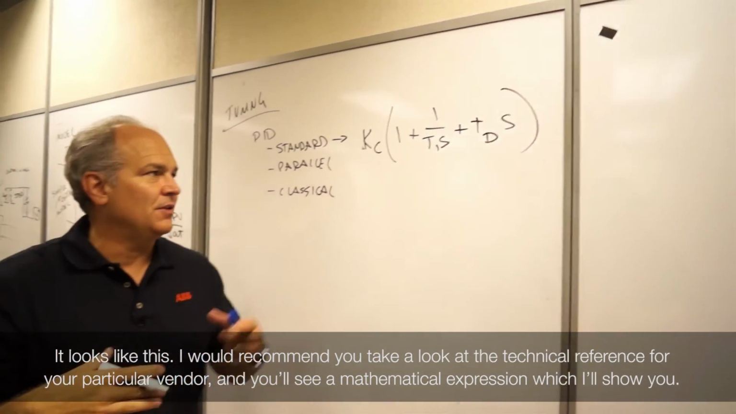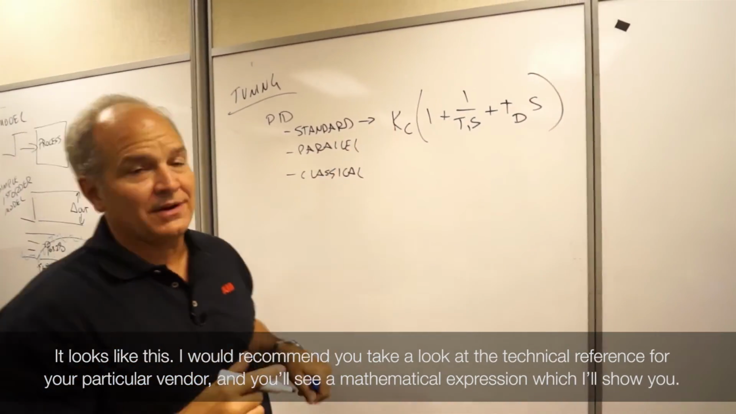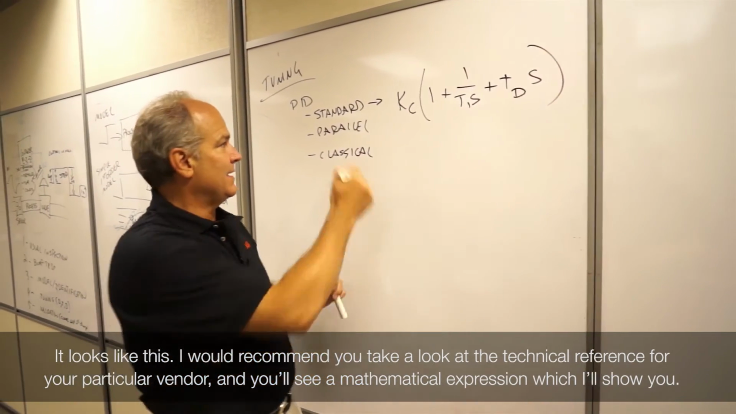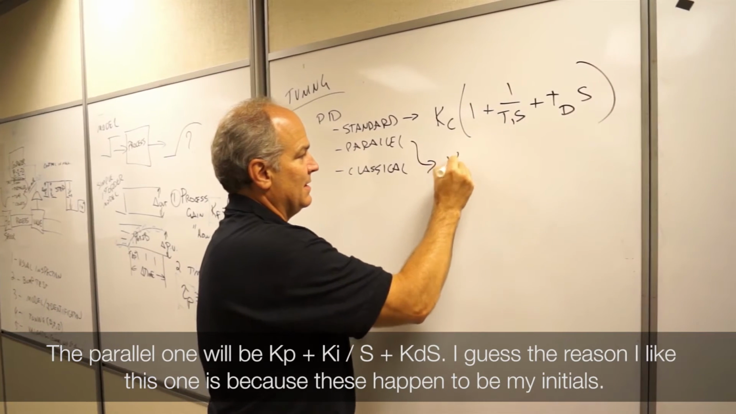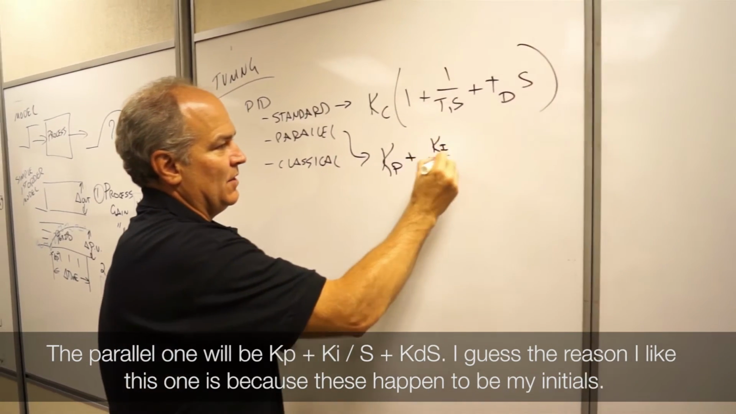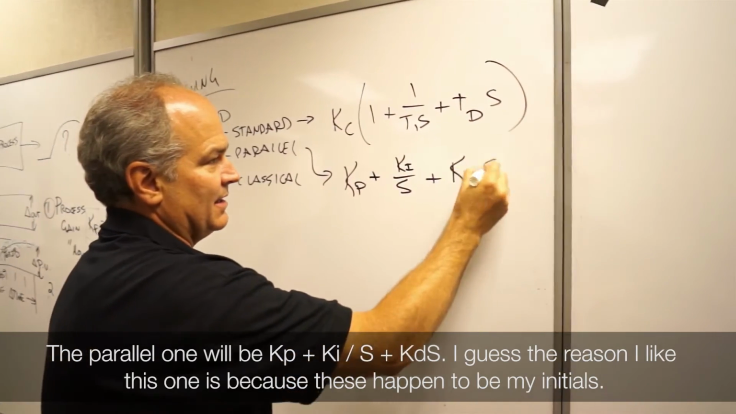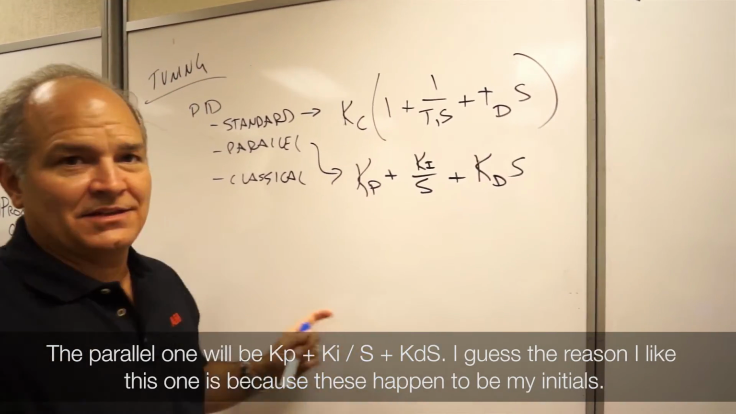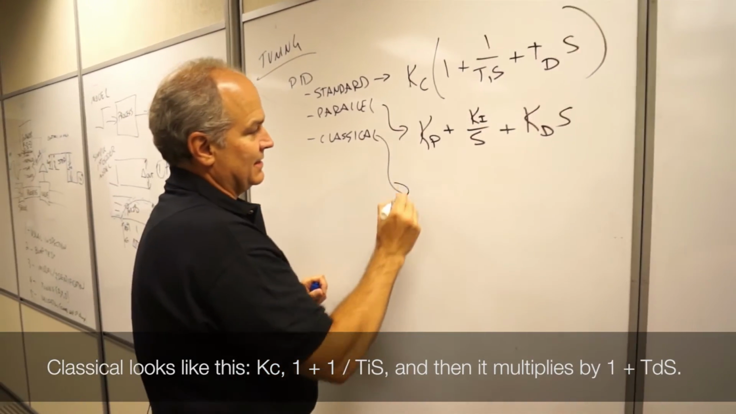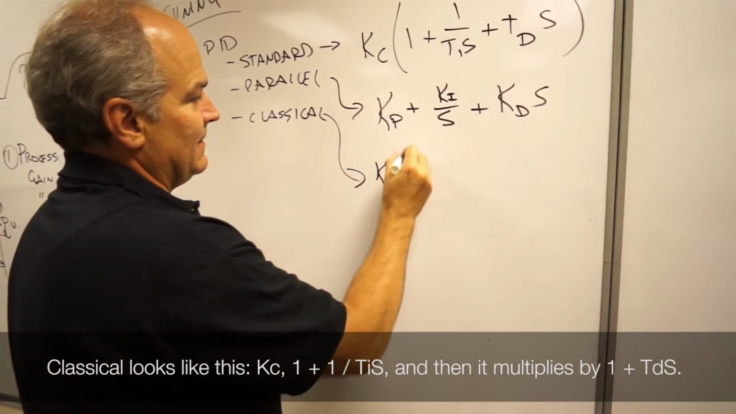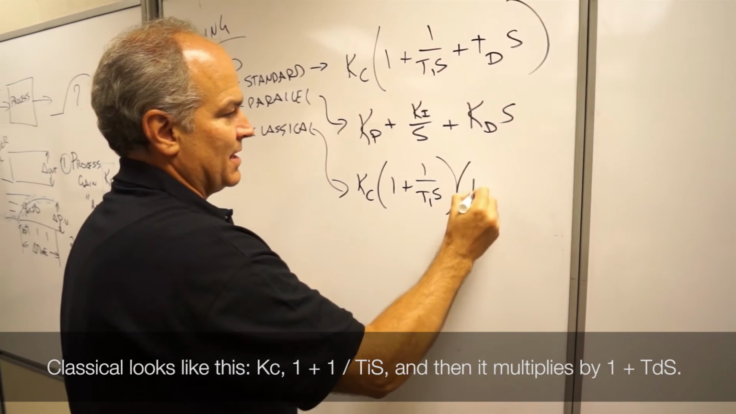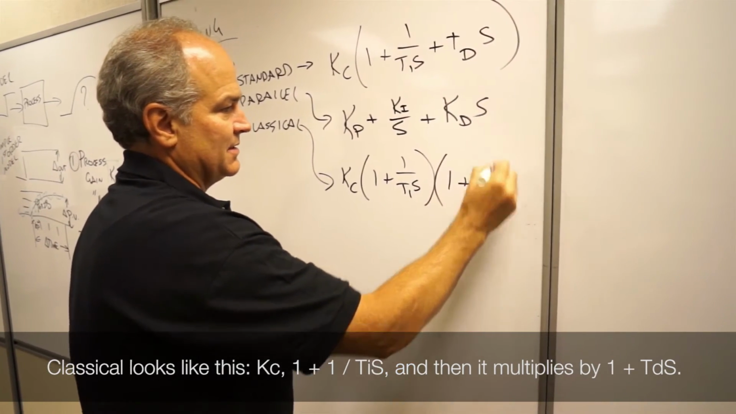I would recommend you take a look at your technical reference for your particular vendor, and you'll see a mathematical expression. Well, I'll just show you. The parallel one is going to be Kp plus Ki over S plus KDS. I like this one because these happen to be my initials, KDS. And then classical looks like this: it takes Kc times (1 plus 1 over TiS), and then multiplies it by (1 plus TdS).